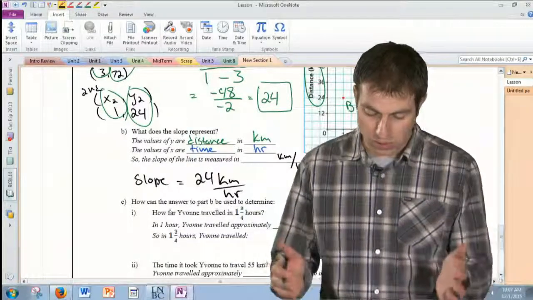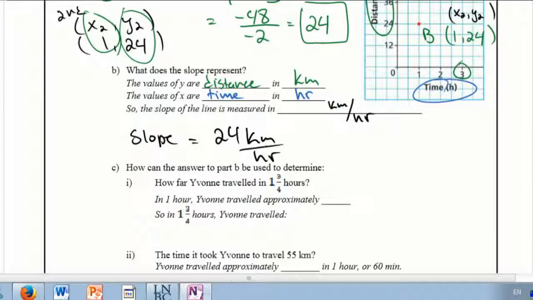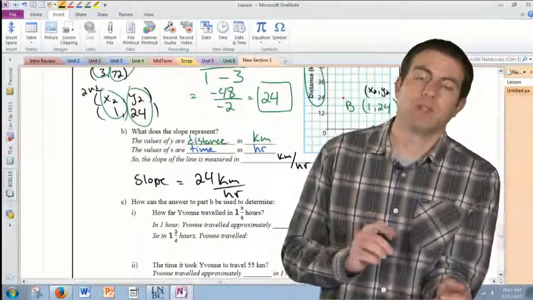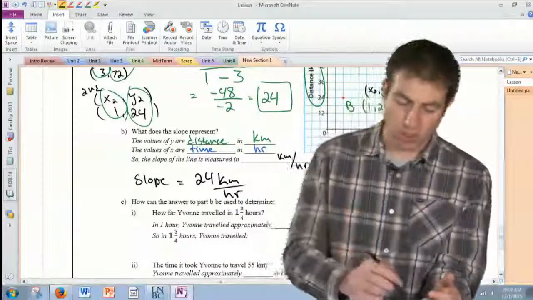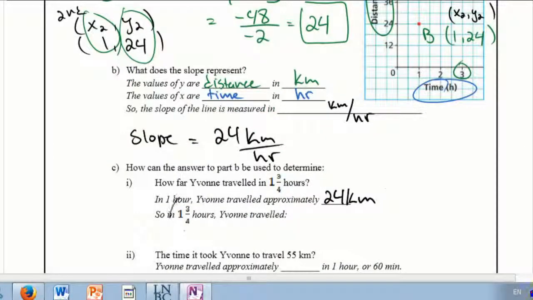Now, if I told you she was traveling at 24 kilometers every hour, how could we use that to determine how far she went in 1 3/4 hours? So the idea here is in 1 hour, we know she travels about 24 kilometers. 1 3/4 hours, how far has she gone? So 1 3/4 we can write as 1.75, because 0.75 is 3/4.